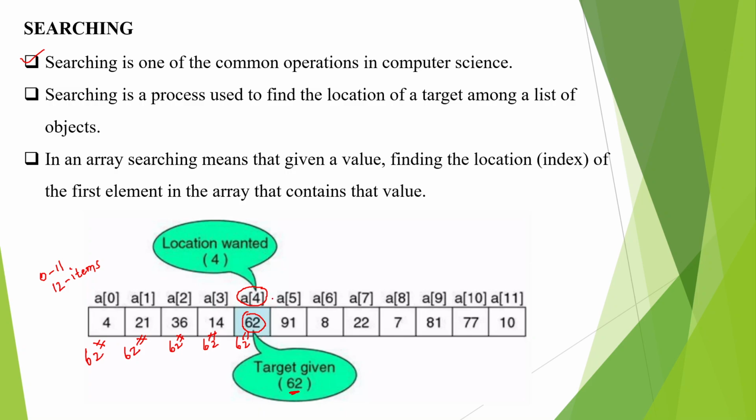We say that target 62 is found at index location 4 in the given list. Once again, I am repeating, target 62, for which we are looking, is found at location 4 in the given list of items. This is the concept of searching.